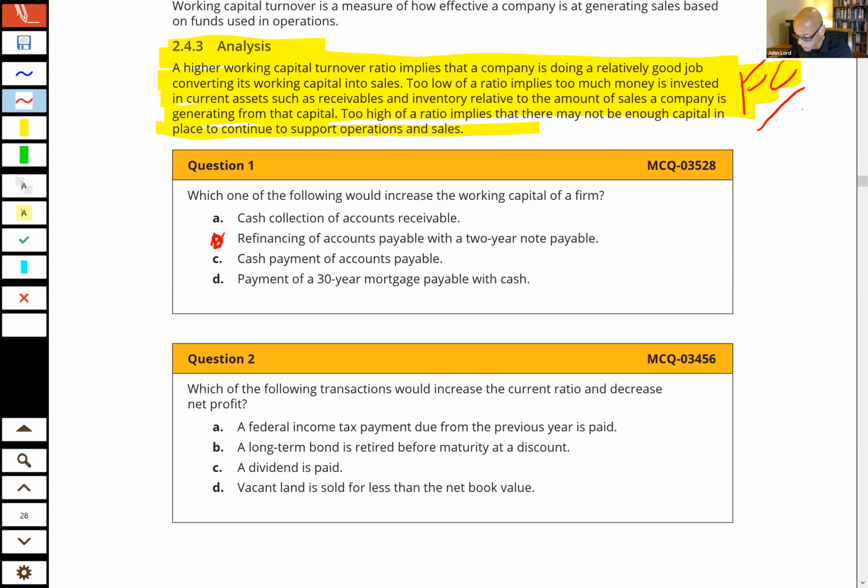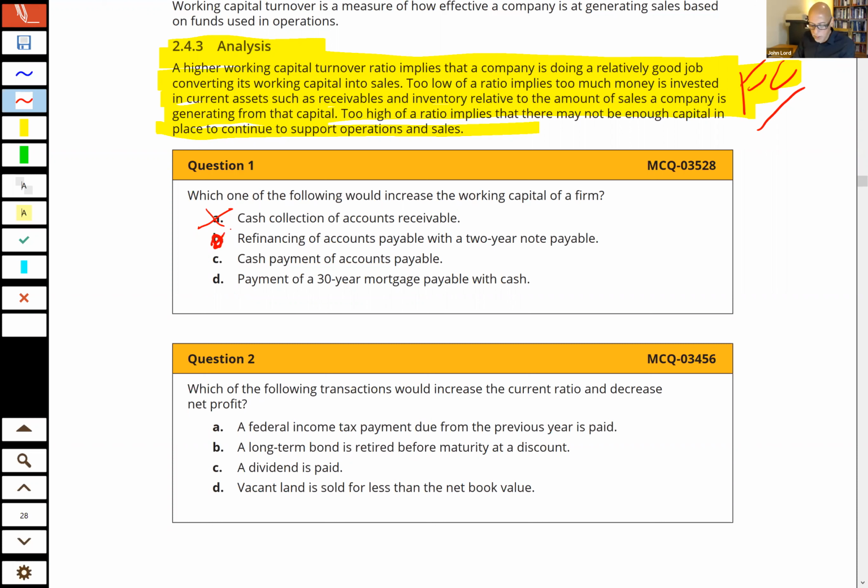I'm going to just take the pull down here. Which of the following would increase the working capital of a firm? Well, a lot of folks chose A, and I think maybe you didn't read it carefully. Working capital is current assets minus current liabilities. Well, if I have cash collection of a receivable, I'm just trading one current asset for another. That will have no impact on working capital at all, right? Guys? Yes. Okay, good.